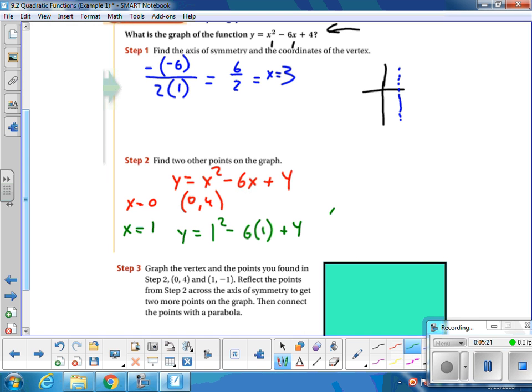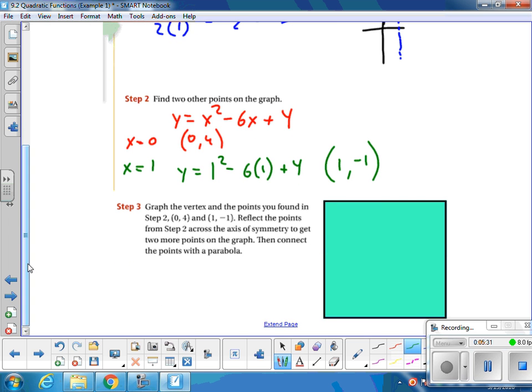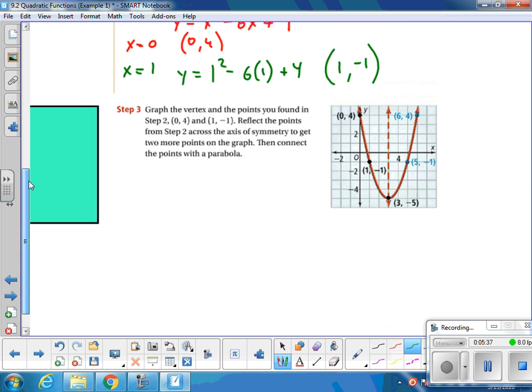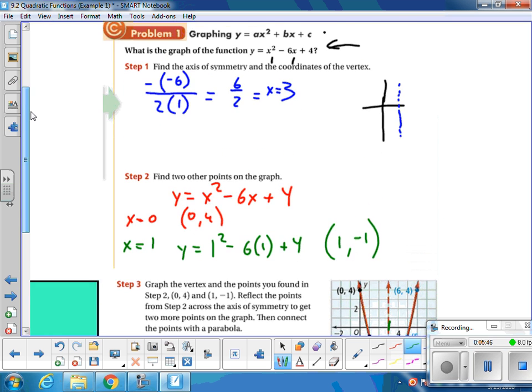And so we have a coordinate at 1, negative 6 plus 4, so squared. We should have one at 1 and negative 1. And if we graph that out, we can see that our axis of symmetry is at 3 right here. We can see that our vertex is at 3.